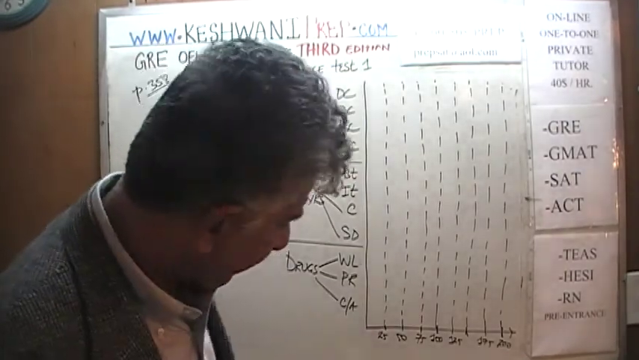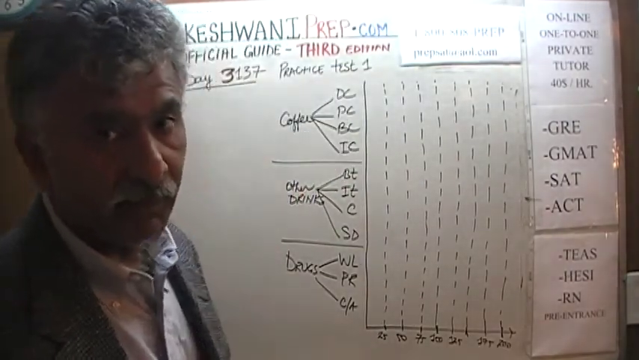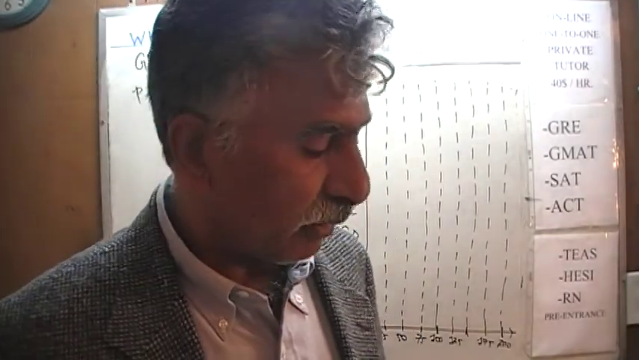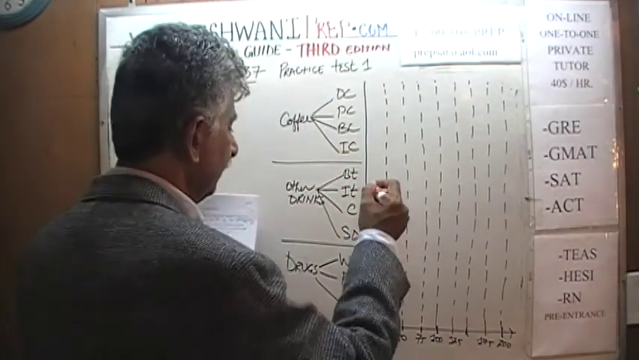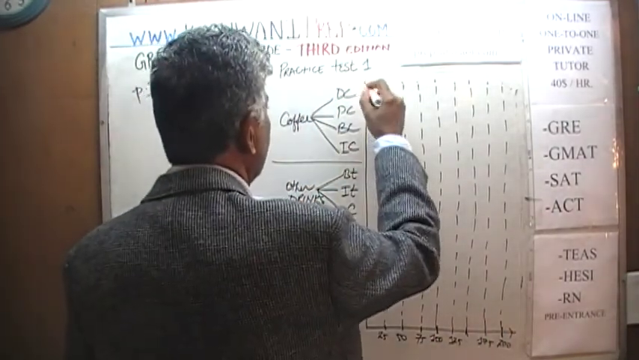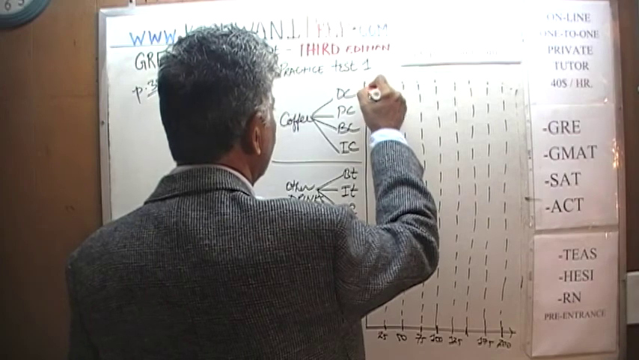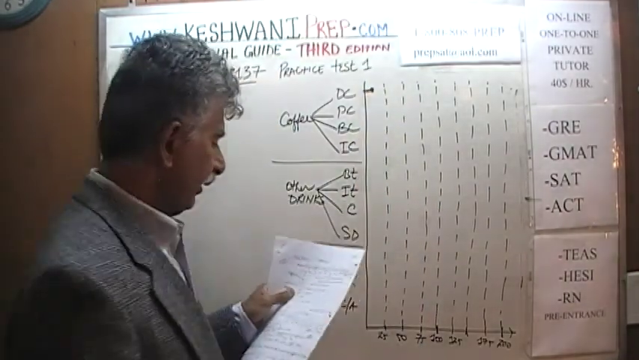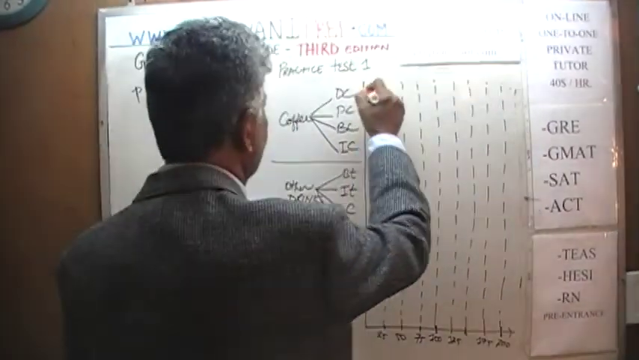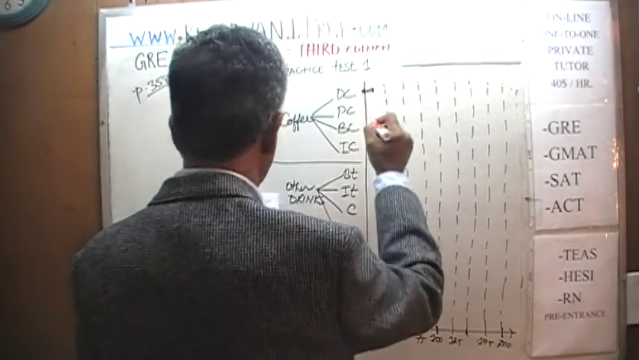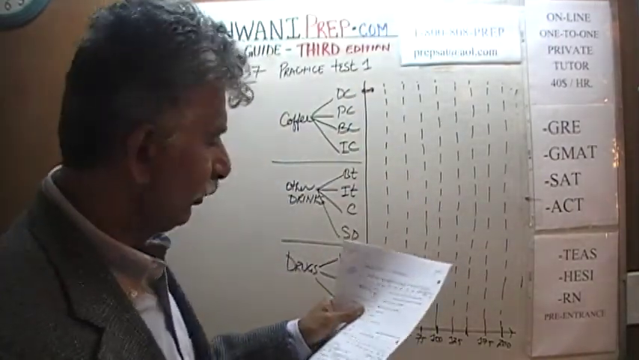First, we have decaffeinated coffee, and since we are measuring caffeine in each one of these categories, decaffeinated coffee by definition will have very little caffeine, and it goes up to about here. It looks to me like about 10. It starts from 0, obviously, and goes up to 10. Approximately. There is no way of knowing for sure.